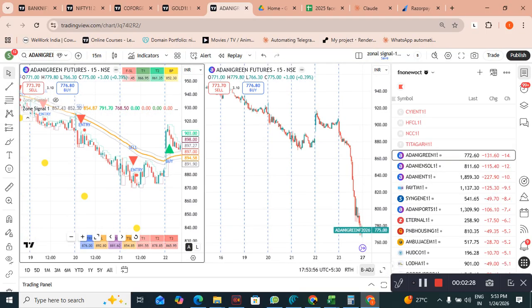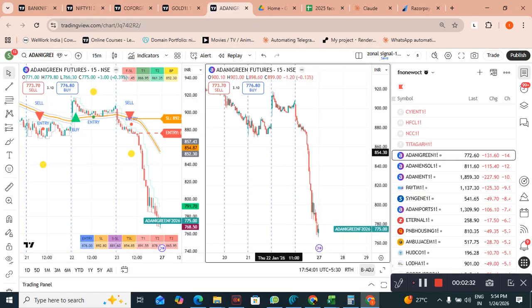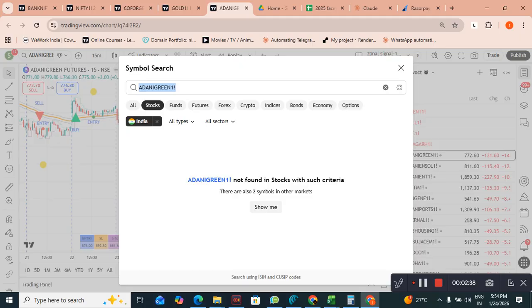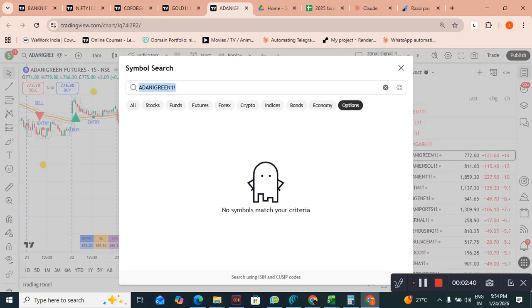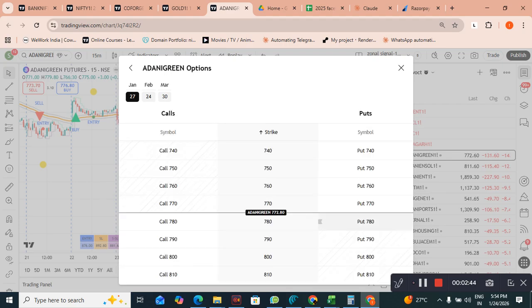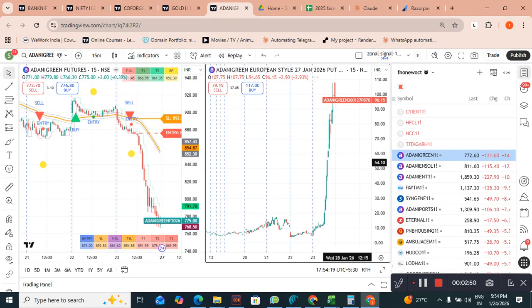The moment we get a red dot, we enter a put trade. So here you see my put trade. I will go to the Adani Green chart, I will go to the option chart, I will open the chain, and at that point where I get a trade, I will buy a put of that strike. So here in this case the put was bought around 10, it goes to 100.